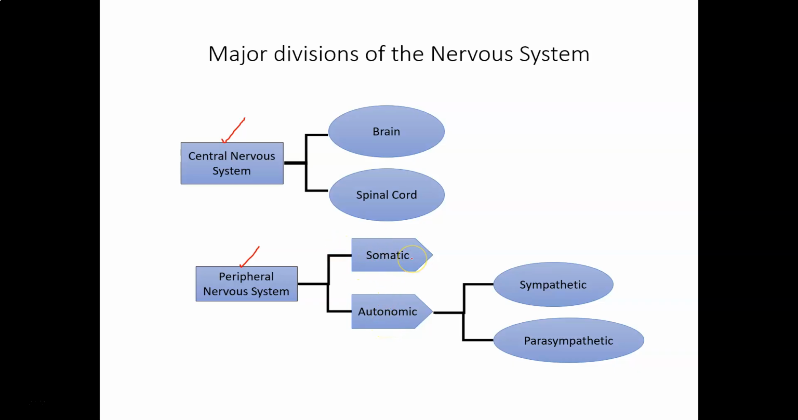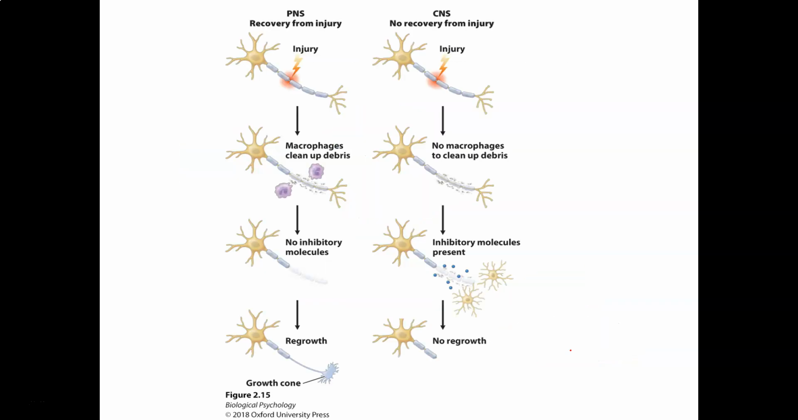Somatic nervous system is more, I would say, voluntary. The autonomic nervous system is way more automatic. Like, you have absolutely no control over this. The autonomic nervous system is further subdivided into the sympathetic and parasympathetic divisions.